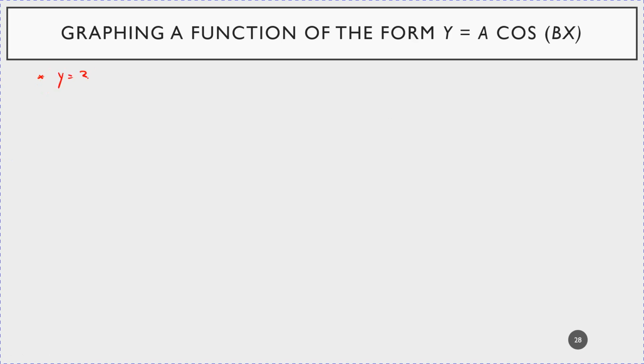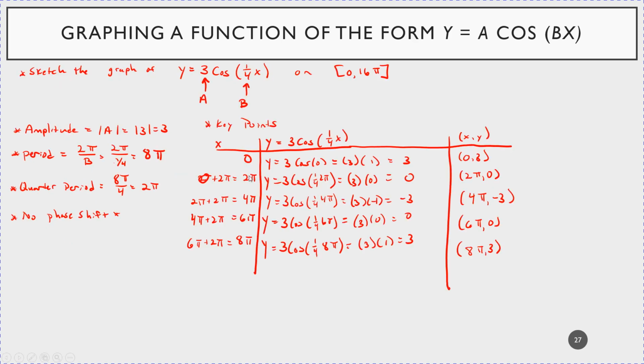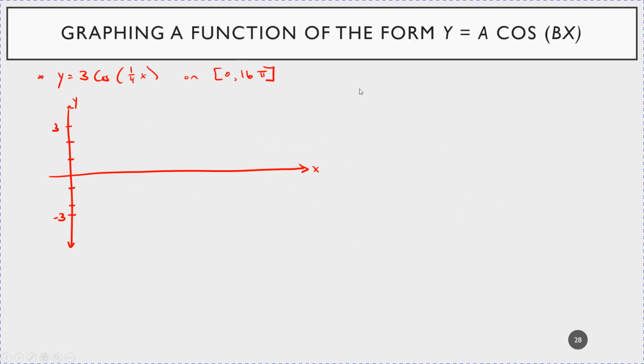So this was y is equal to 3 times cosine of 1/4 x, and we were going from 0 to 16 pi. Remember the amplitude was 3. So we're going to go up to 3, and then the graph goes down to -3. Plot the points along the x-axis: 0, 2 pi, 4 pi, 6 pi, 8 pi, and then you can see the pattern to keep going.